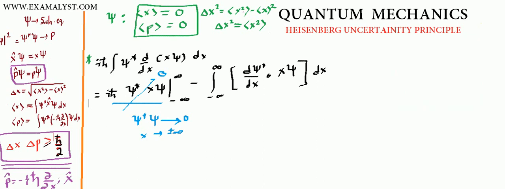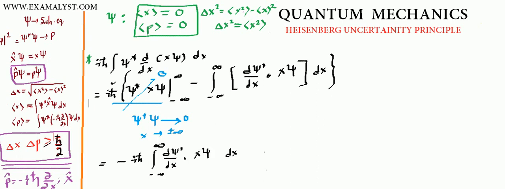So when the first term goes to 0, what are we left with? We are left with only the second term. So let me write down the second term. We are left with only minus. Remember this i h cross? This i h cross was there the whole time. So we are left with minus i h cross. Then the second term is integration from minus infinity to infinity. Just write the second term. So you get this.